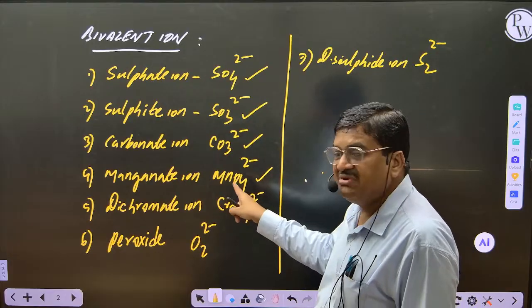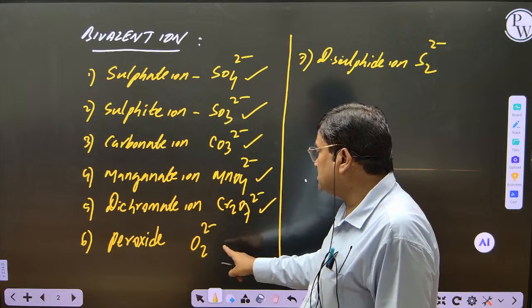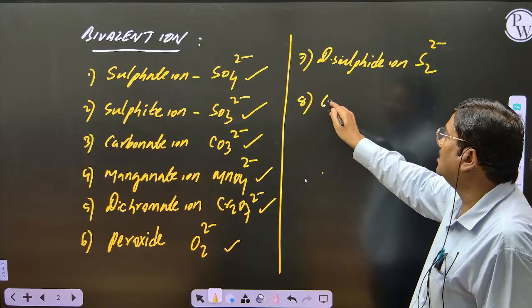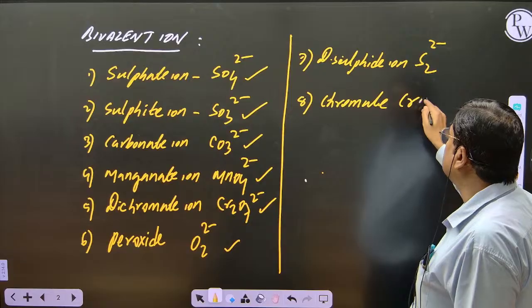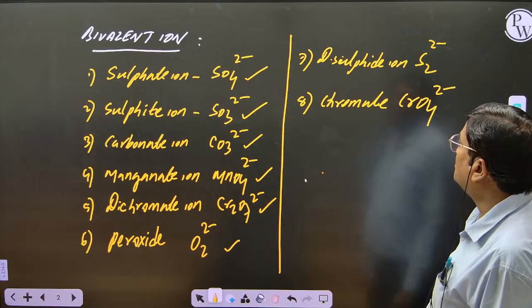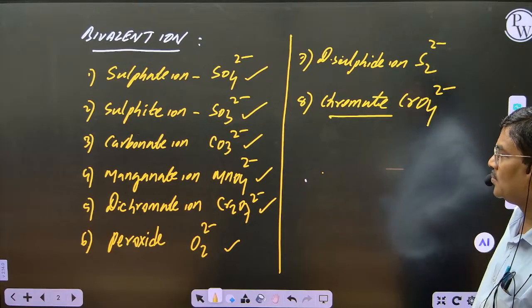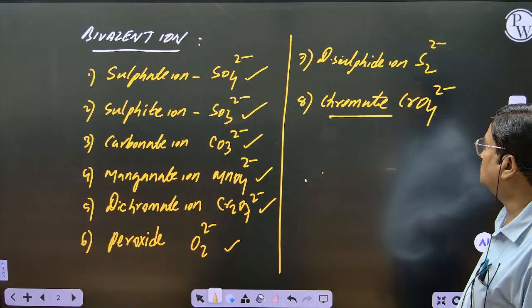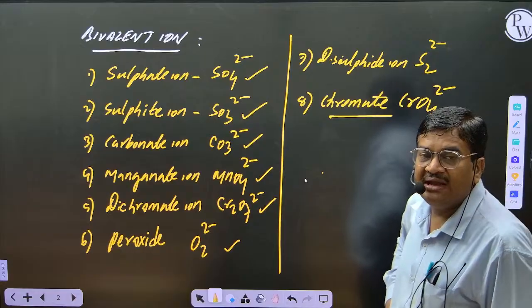See the difference between permanganate and manganate. This is dichromate ion. This is peroxide, disulfide. And write chromate ion. What is chromate ion? CrO4 2 minus. This is chromate ion. These are all bivalent ions.